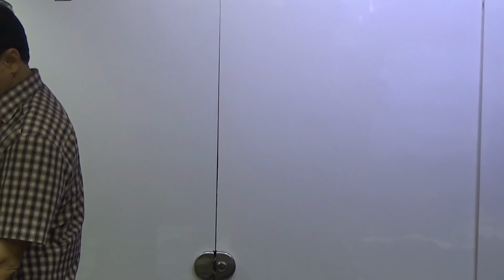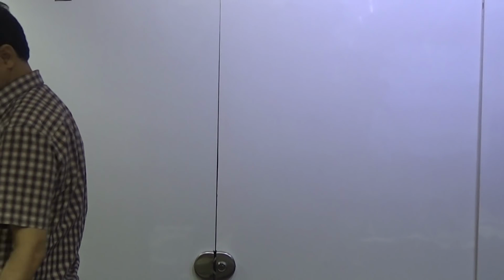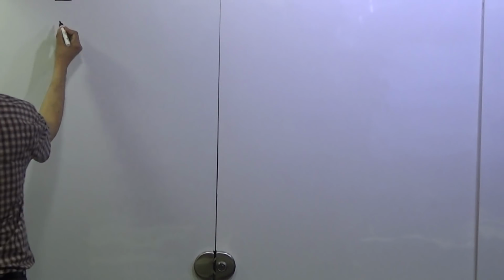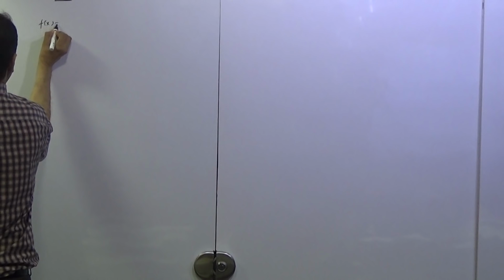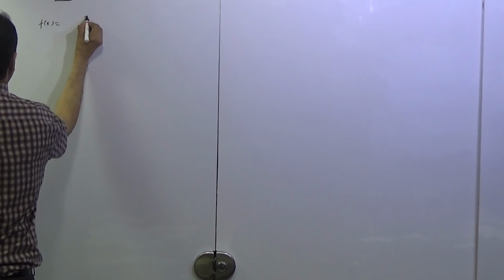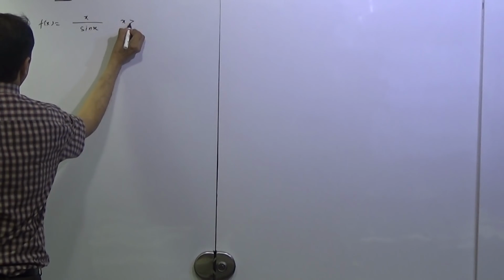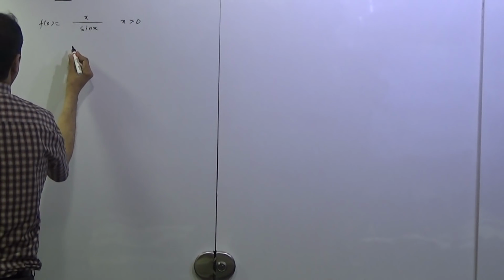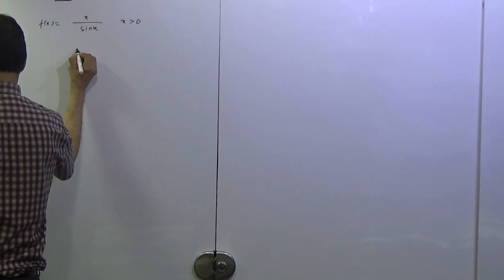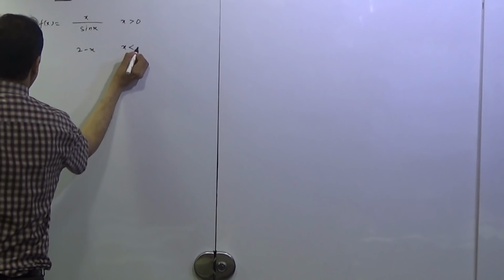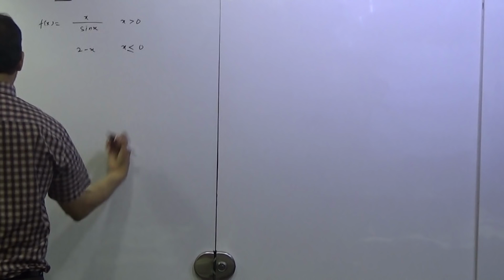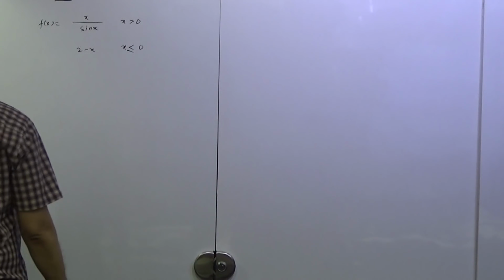So your first question written over here is, if f of x is equal to x upon sin x for x greater than 0 and 2 minus x for x less than 0, in fact equal to 0.